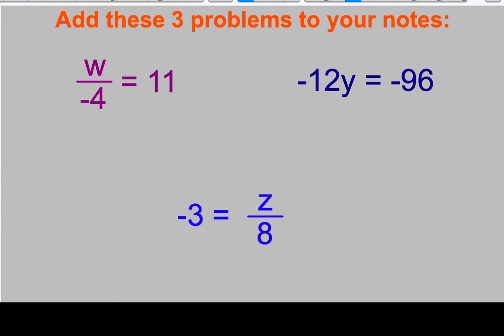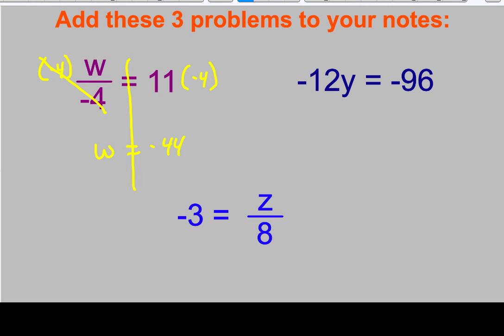All right, so for the first one, w divided by -4. So I always ask myself, what did they do? Well, they divided by -4. I want to do the opposite, which is to multiply by -4. But I've got to keep my equation balanced, so I do it on both sides. -4 and -4 cancel each other out. I'm left with w. 11 times -4 is -44.